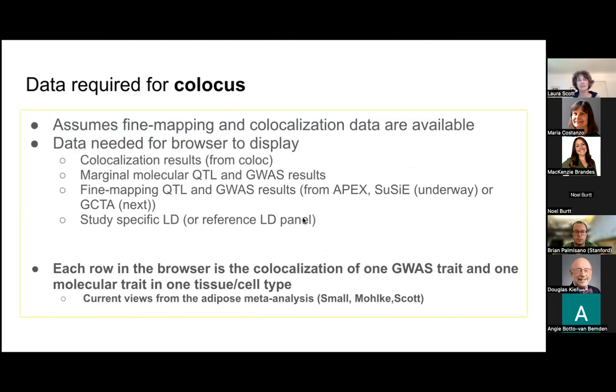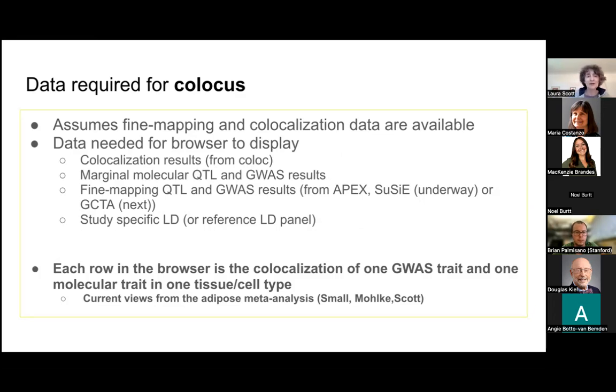So the data that we would take in to be able to put data in the browser are colocalization results, right now from Coloc, marginal QTL and GWAS results, fine mapping QTL and GWAS results. We support input from APEX. We're working on input from SuSiE, and GCTA would be next. And then some sort of study-specific LD, or it could be a reference panel LD. So these are the pieces of information that we need to be able to put this browser up.